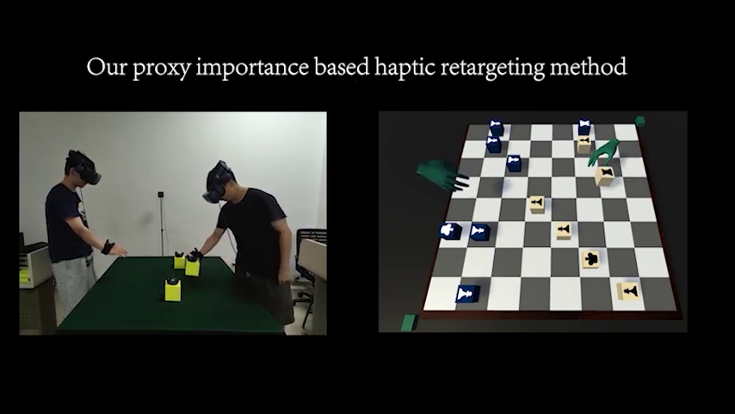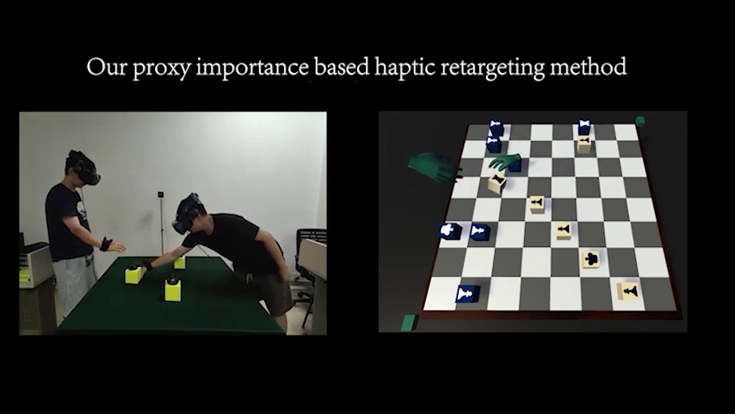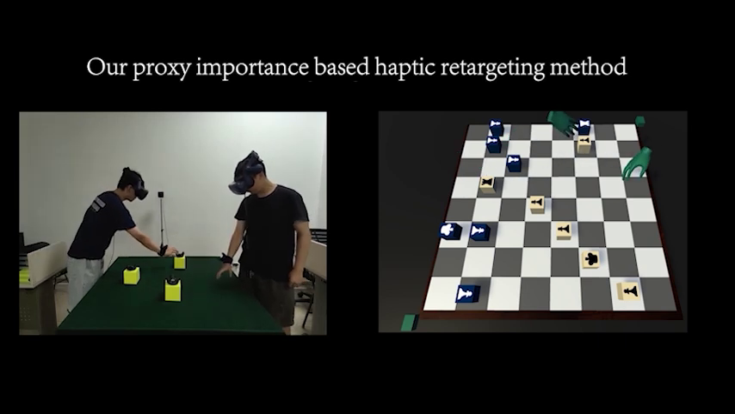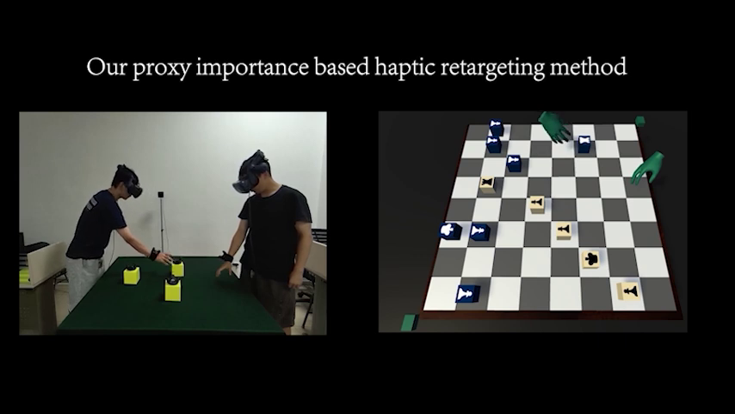The haptic retargeting method redirects the user's real hand to the corresponding real object that provides haptics to the virtual object. This is achieved by exploiting the dominance of vision in human perception to trick haptics.